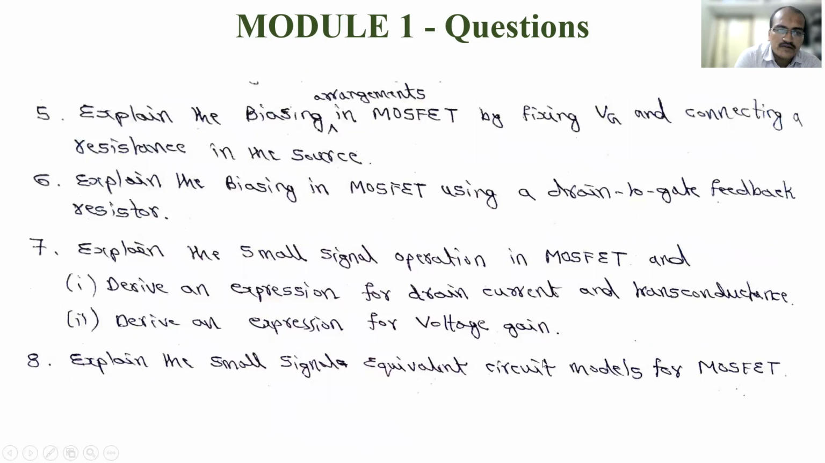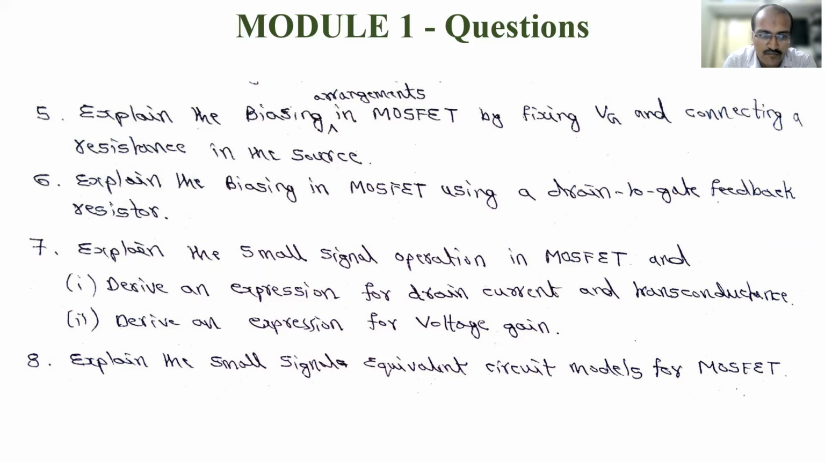Next, on the MOSFET side, again I have grouped 4 questions. First one is explain the biasing arrangements in MOSFET by fixing VG and connecting a resistance in the source. In this, there are 2 practical circuits we have seen. One is a voltage divider type circuit, and another one. Both circuits have been explained, so you have to explain those circuits and give examples of them. Problems I have not included; you have to do the problems. The same circuit they give you the data, and you have to do the problems.